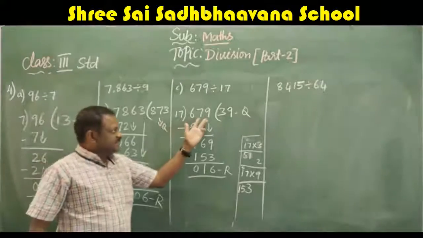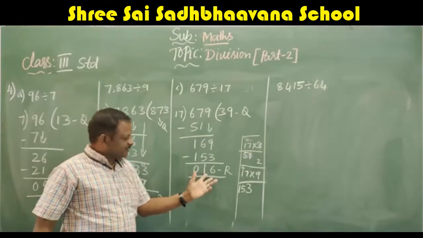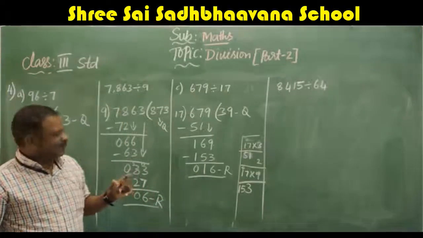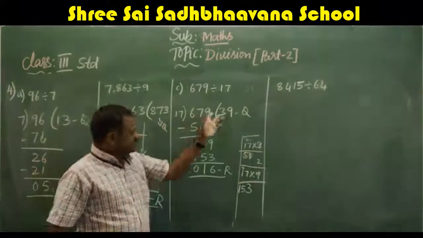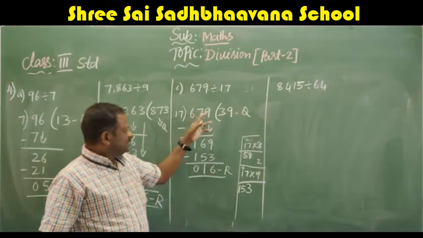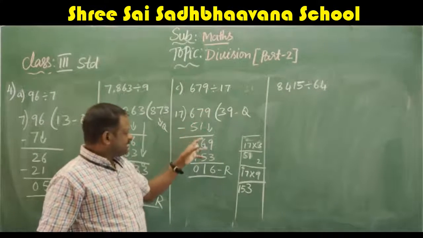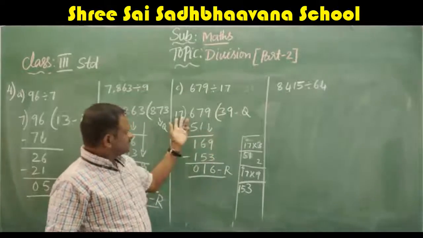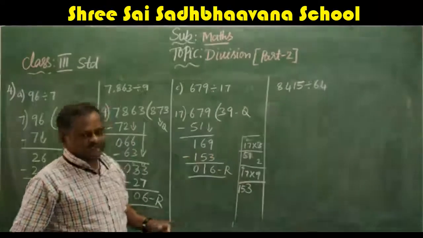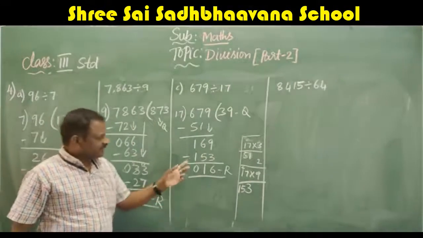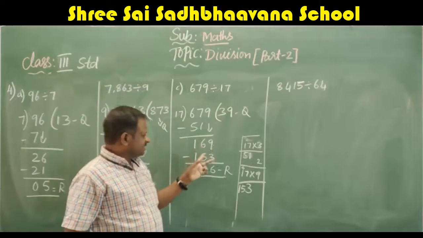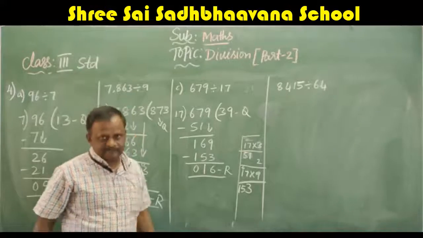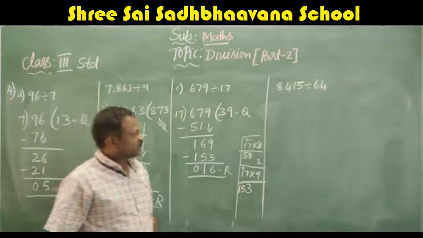So if this is 680, you will get 40 here, because this is 16 only. Only one is less than 17. So once again I will explain. 17 threes are 51. You will get 7 minus 1 is 6, 6 minus 5 is 1. So 16 here. Okay. Take down 9. 17 nines are 153. 9 minus 3 is 6, 6 minus 5 is 1. So remainder is 16. Quotient is 39. Next we'll move to here.